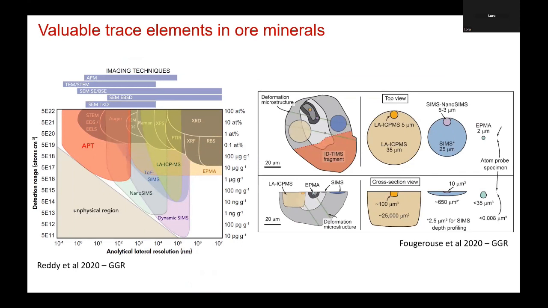Okay, so by now you understood that to determine these types of distributions, we need to look at the smallest scale we can. One tool which is particularly well suited to do this is called atom probe tomography. This complicated diagram here, what does it show? It shows analytical volume versus sensitivity. And atom probe sits in that field there. So we are looking at something very small, and we're actually quite sensitive in terms of detection limits. Our trace elements, we can actually image them at a very small scale.